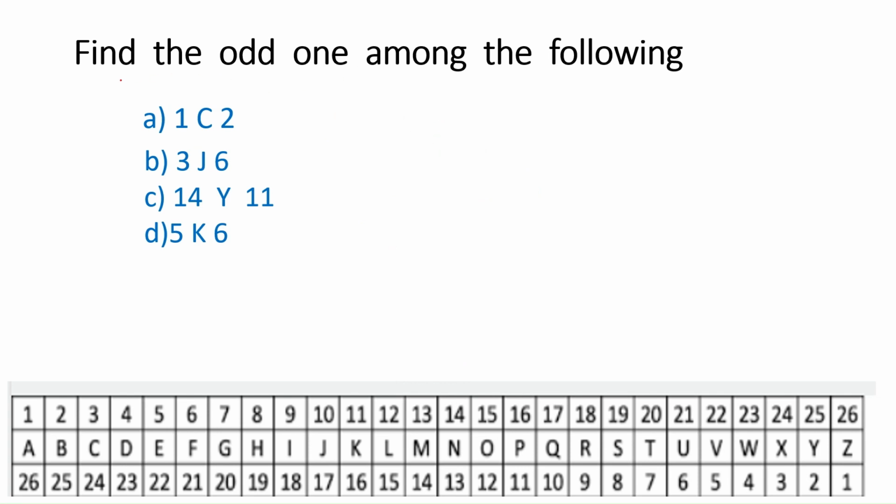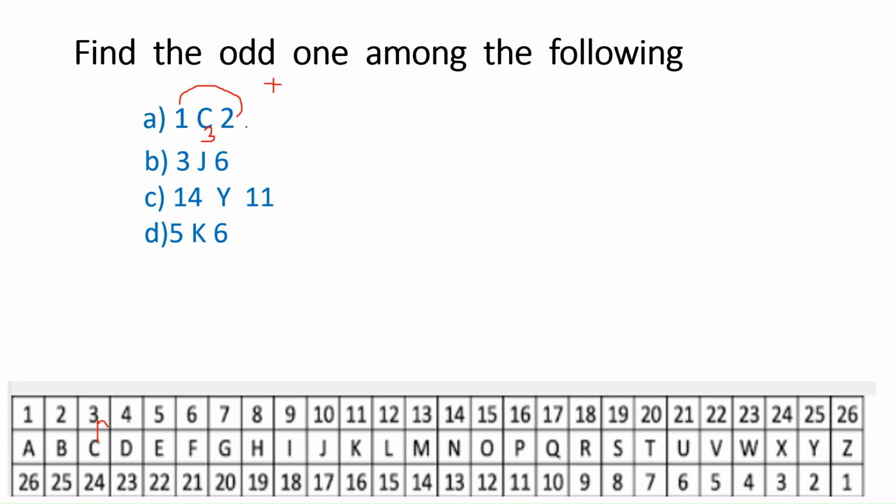Find the odd one. They have given here the letters and numbers. So first, let us add these numbers. 1 plus 2 is how much? 3. 1 plus 2 is nothing but 3. See what is the value of C here? What number is assigned for 3? The C, that is 3. So the value of C is 3.